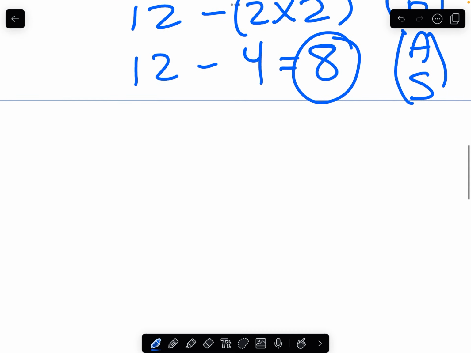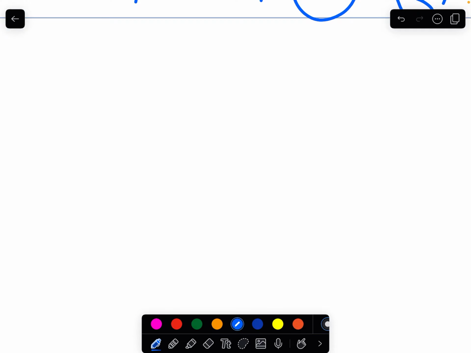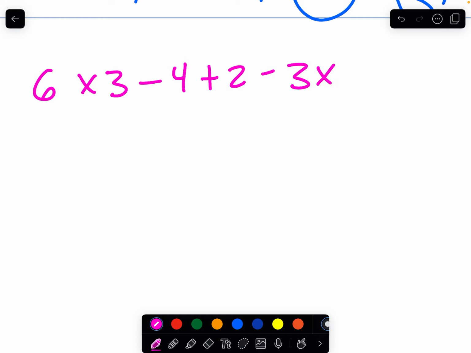Moving on to something just a tad more complicated. What if we have the equation? Let's do a different color, guys. How about some pink today? Let's do 6 times 3 minus 4 plus 2 minus 3 times 5. Ooh-wee, what does that equal?